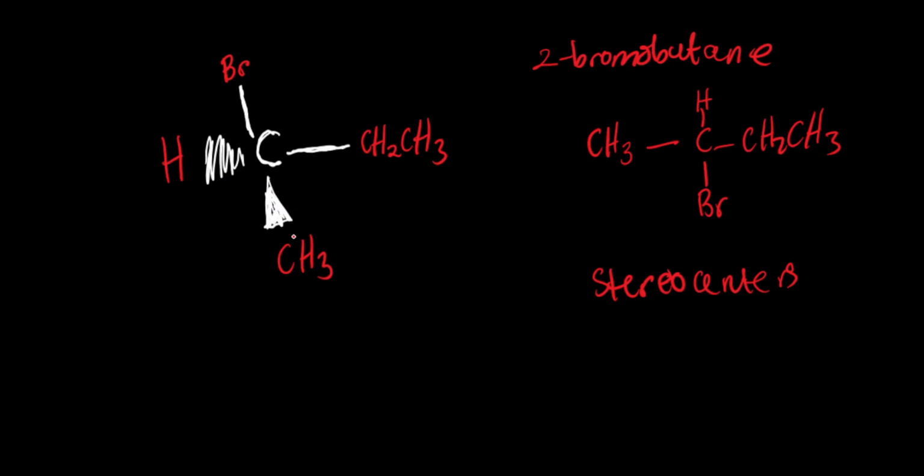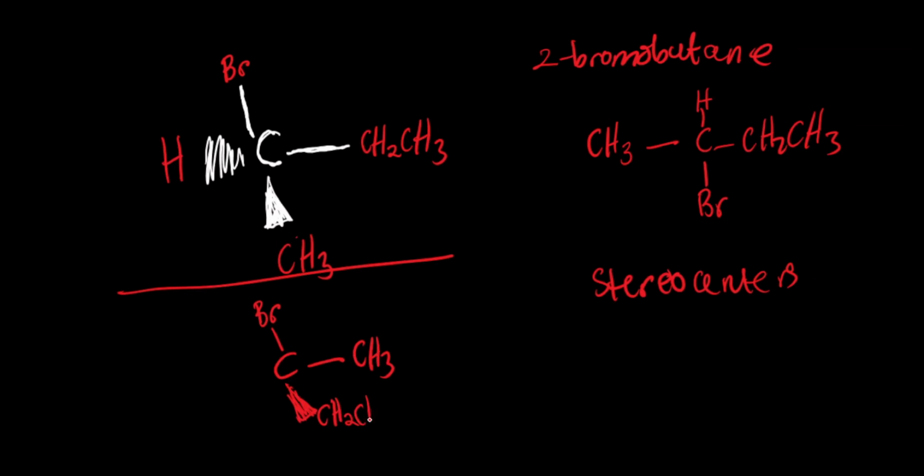So we decide to interchange ethyl and methyl. Interchanging methyl and ethyl, we would have bromine here, a methyl right here, and then on the solid wedge, we would now have an ethyl, CH2CH3, and on the hatched or dashed wedge we would have a hydrogen. So this molecule is a stereoisomer. It's an enantiomer of the molecule above. It's good for us to take note of that.